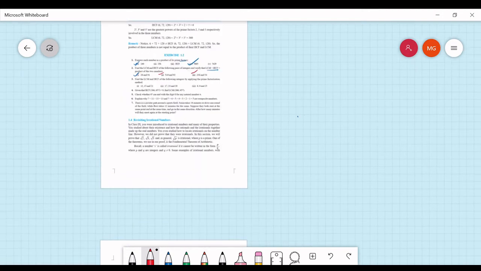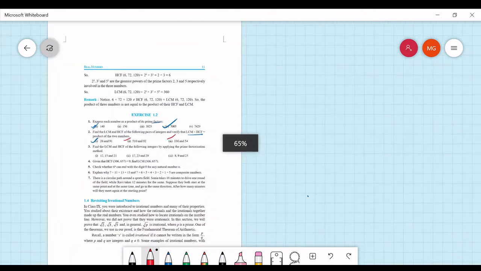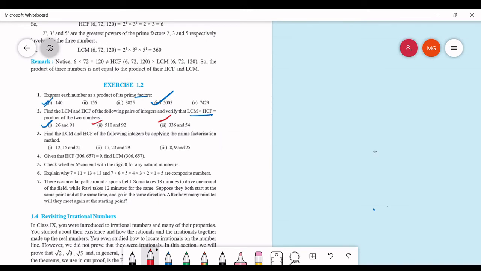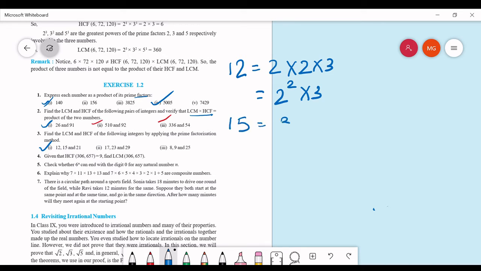Okay, now we'll move on to our question. The first one is 12, 15 and 21. So 12 can be written as 2 multiplied by 2 multiplied by 3, or 2 to power 2 multiplied by 3, right? Then 15 can be written as 3 multiplied by 5, and the third one is 21. So 21 can be written as 3 multiplied by 7, right?